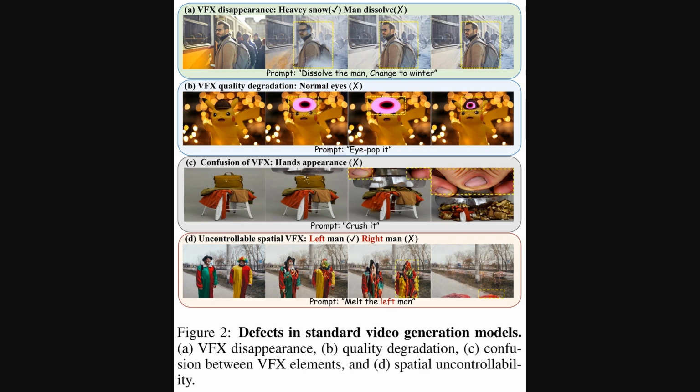But to really appreciate what Omni-Effects accomplishes, it's useful to see the specific problems it was designed to fix. This figure highlights common failures in existing models. For example, when you ask for two effects at once, like dissolving a man while adding snow, one of the effects might just disappear. Other times, the model gets confused, resulting in bizarre artifacts, like these hands appearing instead of a crushing effect. And finally, there's the problem of spatial uncontrollability. When asked to melt only the left man, the model ends up melting both.